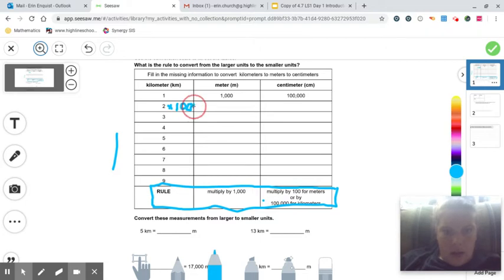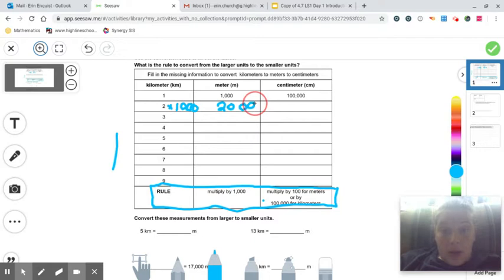1,000. And your answer here for how many meters is going to be 2,000. We are just doing some basic multiplication.